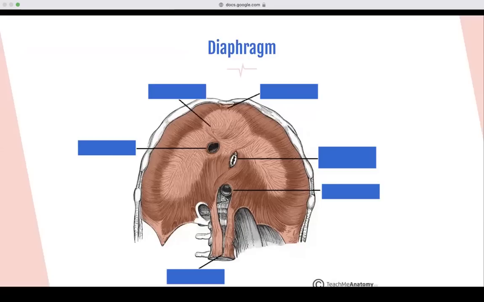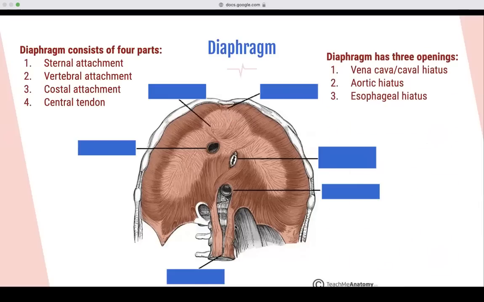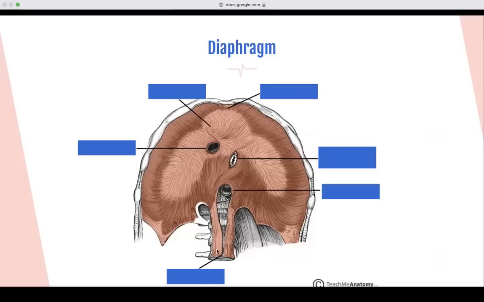And here we have multiple attachments for the diaphragm. So this attachment is called what? You can kind of guess from what it's attached to. The anterior, sternal attachment, exactly. Then here, these would be called the crura of the diaphragm, and they're attached to the vertebrae. Vertebral attachment, yes. Then this part of the diaphragm, they're the costal attachments, okay? And then we finally have the central tendon.